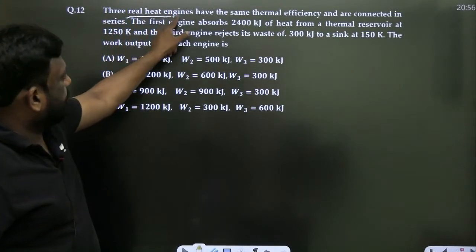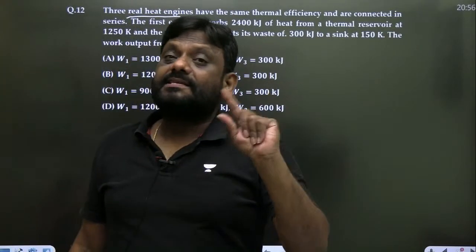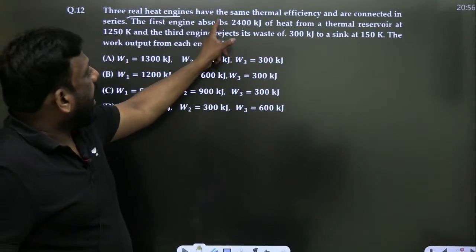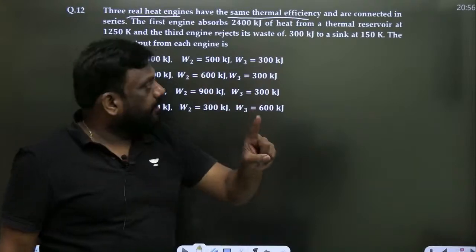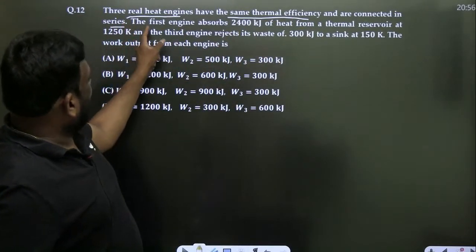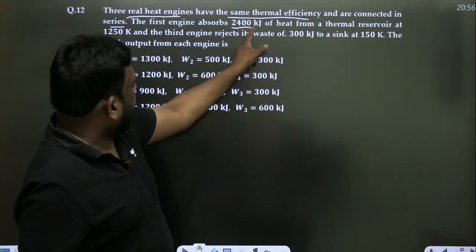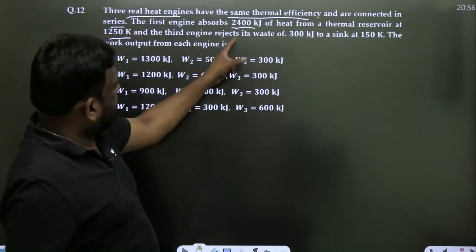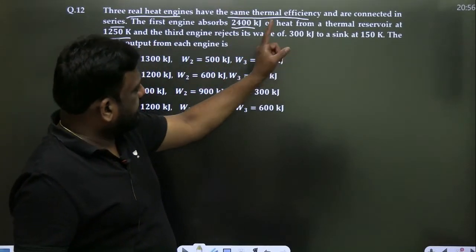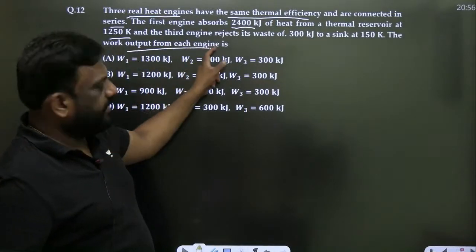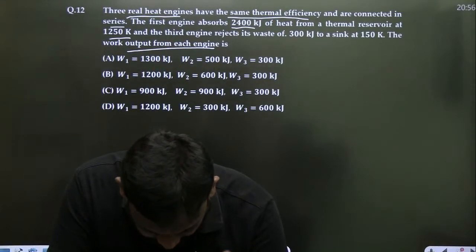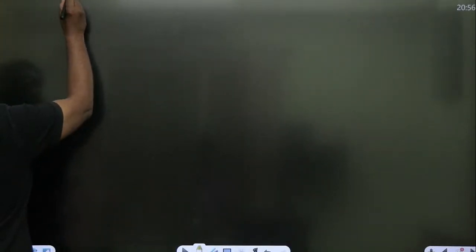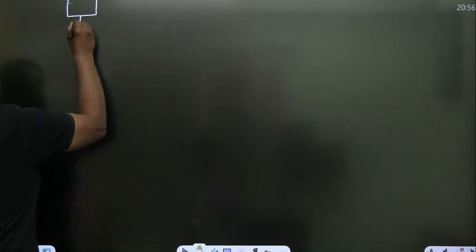3 real heat engines. Real heat engines are not reversible. Don't apply the Carnot equation. They have the same efficiency, that is the catchword. And are connected in series. The first engine absorbs 2400 of heat from a reservoir at 1250. And the third engine rejects its waste of 300 to the sink at 150. What is the output from each engine? Mark this question as important, sir. This question is very important. Let me explain this question, sir.